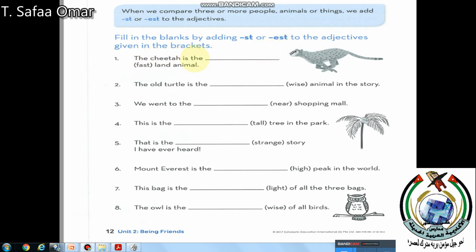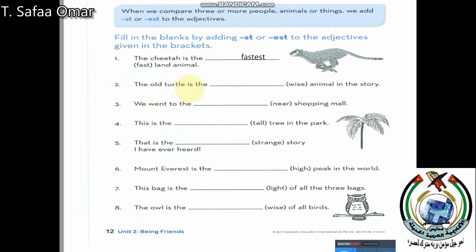Number 1. The cheetah is the land animal. So here we are going to compare between the cheetah and all the land animals. One with a group, واحد مع مجموعة. So we are going to use the superlative. So fast with EST will be fastest. The cheetah is the fastest land animal.